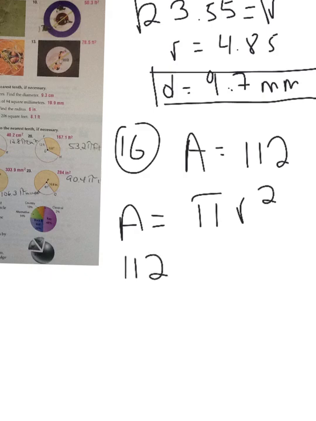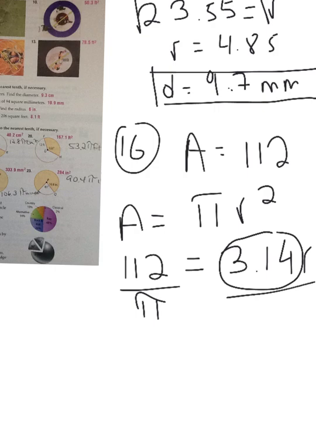Area is equal to 112 square units. I'm not going to put units right now, I'll put them at the end. Area is equal to pi r squared. So you get 112 equals 3.14 r squared. Oh, actually, I wrote 3.14, but you can keep it pi. So think about 3.14 as pi. So divide by pi, okay? And using your calculator, 112 divided by pi.